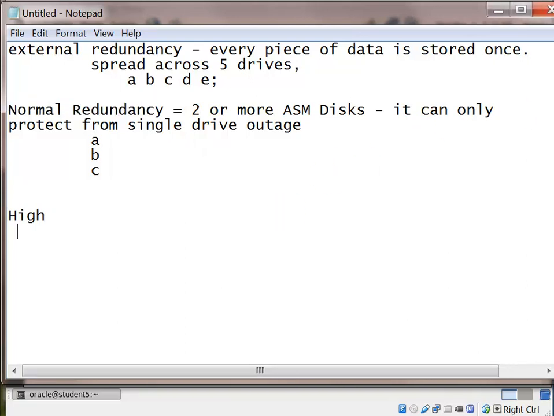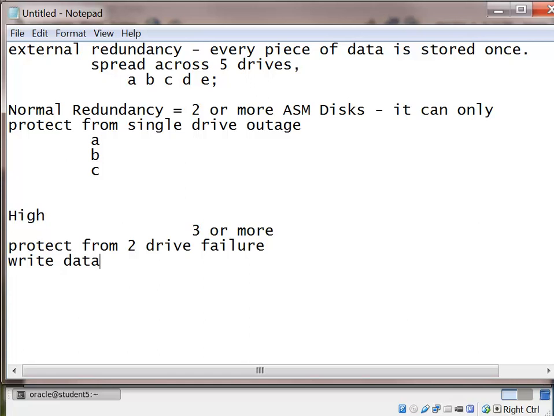All right, and high redundancy simply has to have 3 or more disks. You can have more, absolutely. Okay, now it will protect you from 2 drive failure because every piece of data is written 3 times. Now, obviously the pro is high safety. You have the same data, and the drawback is you're writing the same data twice or 3 times. Okay, in a normal redundancy, you're writing every data twice. In a high redundancy, you're writing every data 3 times.